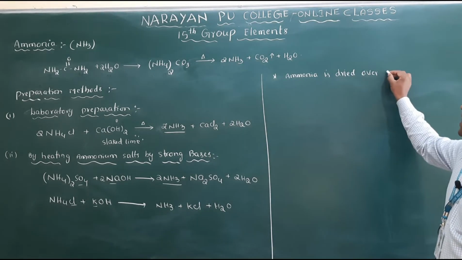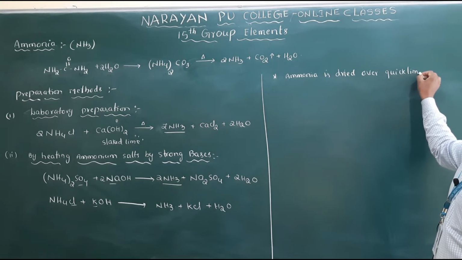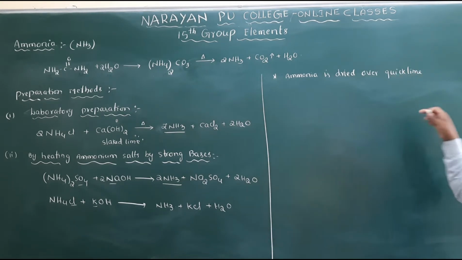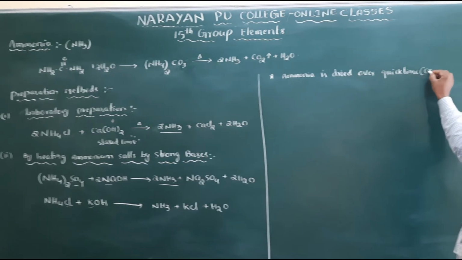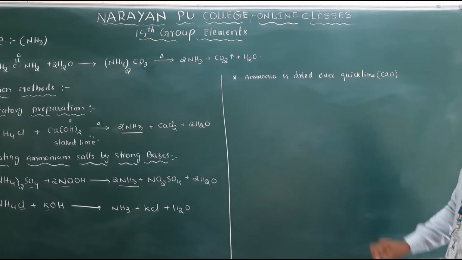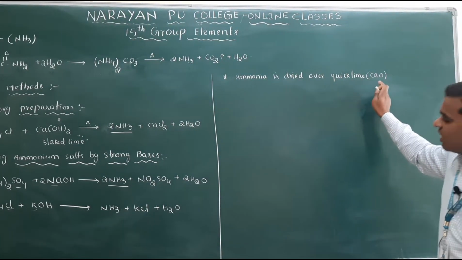over quicklime. Over which one here? Quicklime. So what is the formula of quicklime? You know that it is CaO. This is the quicklime. So ammonia is dried over the quicklime.